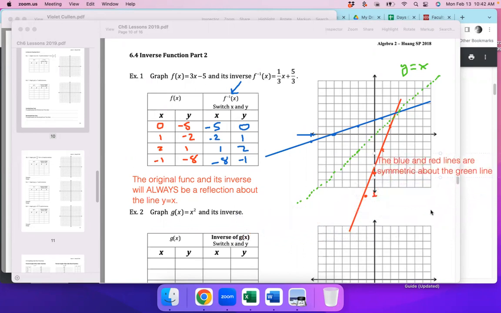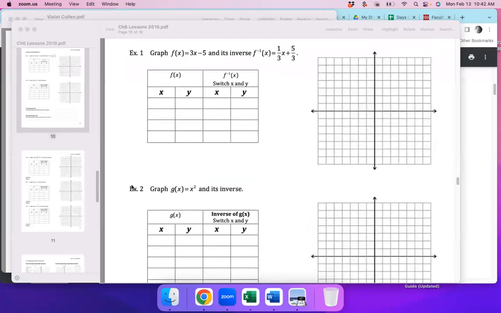That's what's happening there. They're always going to be symmetric about that green line. That's what will always happen with inverses because you switched X and Y. If I were to cut out a square piece of paper and draw a diagonal, like Y equals X, and folded the piece of paper along that diagonal, the blue and red lines would map onto each other. That's what's happening with inverses. Let's try it again. Let's move on to the next example.